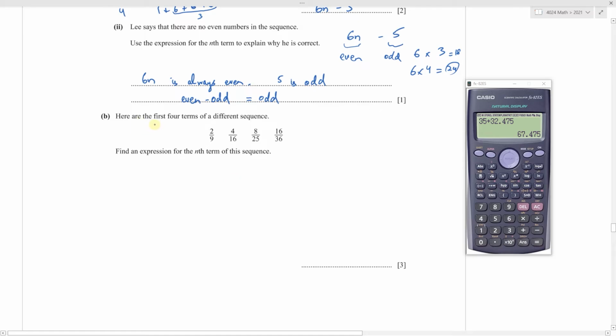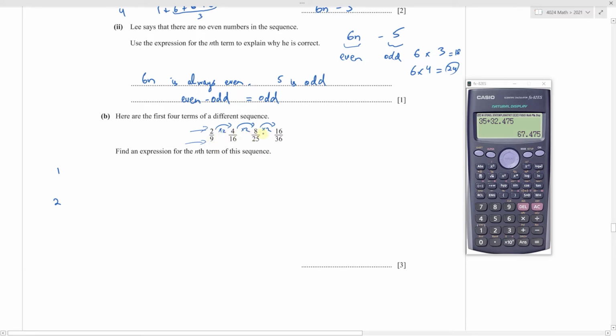Part B is, here are the first four terms of a different sequence. Find an expression for the nth term of this sequence. So we'll treat the numerators and the denominators separately. First let's find the nth term for the numerator. Your first term is 2. If you look at these terms, 2, 4, 8, 16, each time you are multiplying by 2, right? To get the next term.